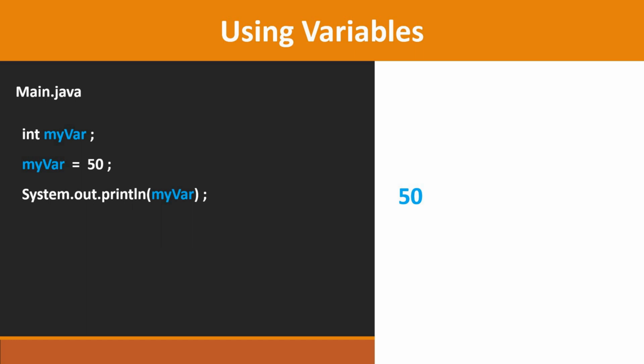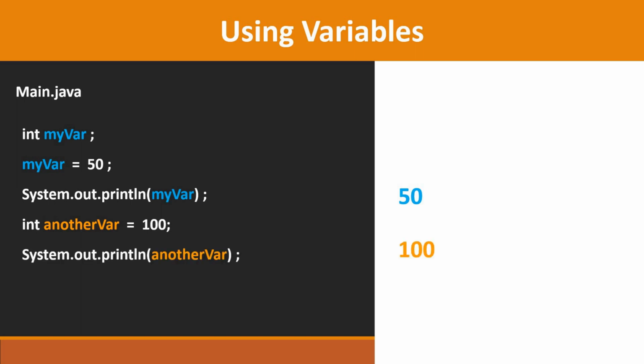Let's go ahead and declare a variable anotherVar. Now as part of the variable declaration, we give anotherVar an initial value of 100. And since we gave anotherVar a value as part of the declaration, we can use it right away. So printing anotherVar displays the value 100.